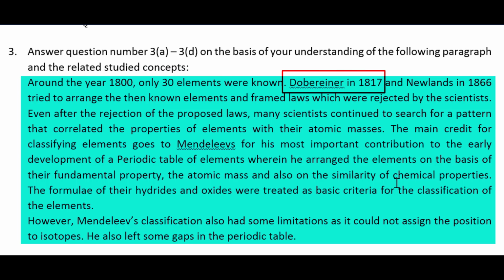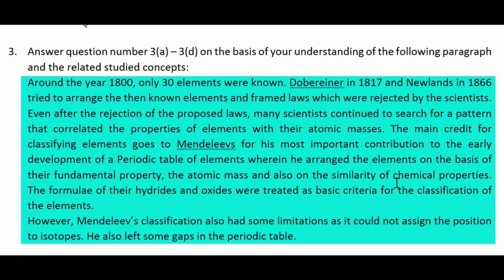Dobereiner in 1817 and Newlands in 1866 tried to arrange the then known elements and framed laws which were rejected by the scientists. They tried to draw laws on the periodic table, but the later scientists have rejected them. Even after a rejection of the proposed law, many scientists continued to search for a pattern that correlated the properties of elements with their atomic masses.